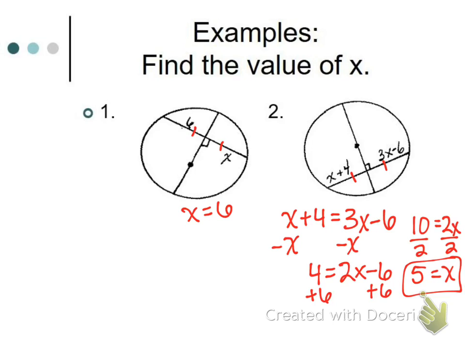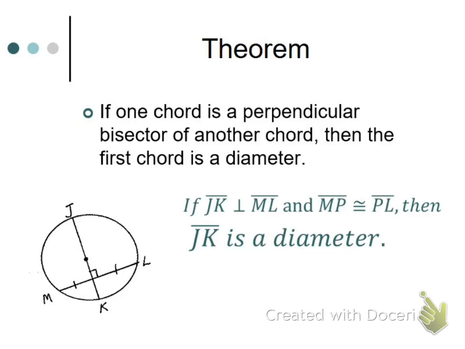Questions about how we solved that equation or why we set our equation up that way? Next theorem says if one chord is a perpendicular bisector of another chord, then the first chord is a diameter. So this is working backwards from that first theorem that we talked about. So it's proving a segment to be a diameter if it is a perpendicular bisector of another chord.